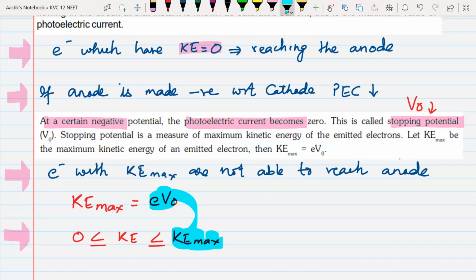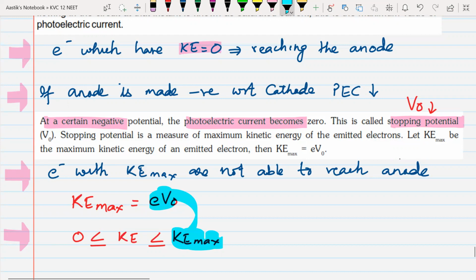Okay. Now, since we have seen what happens when we change the potential, we are now ready to draw a graph. A graph between what and what? A graph between photoelectric current and potential difference. Because we are seeing the effect of potential difference, or anode potential. So now we are going to draw this graph, and the graph looks like this.